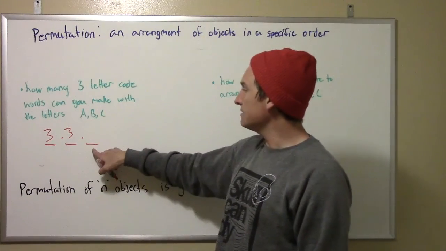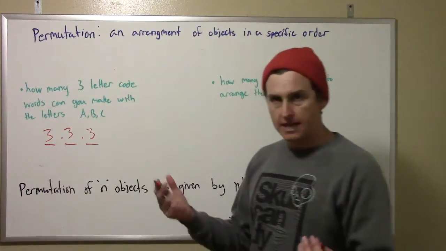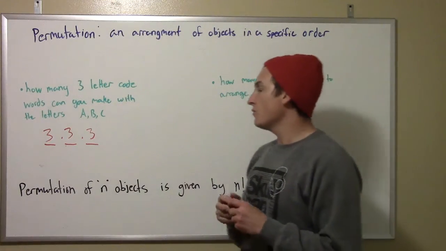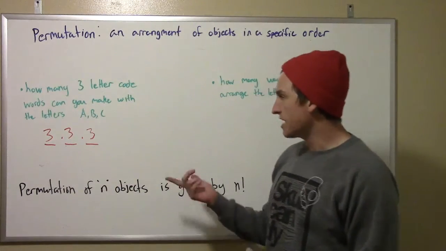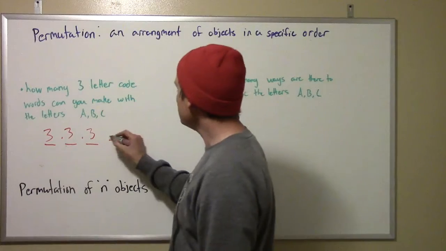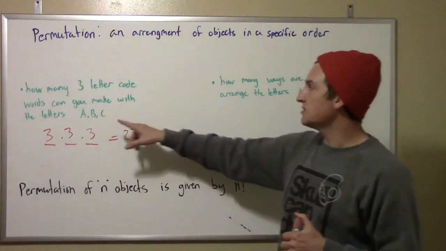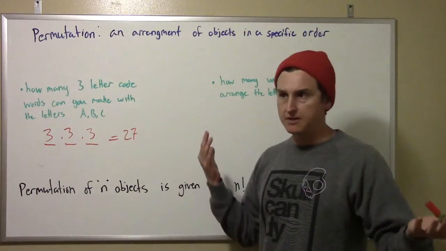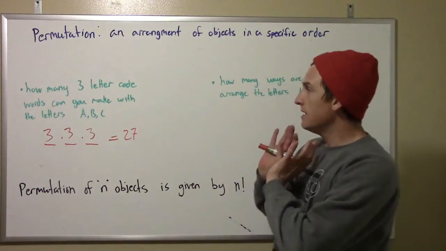Okay? How many ways are there to choose the third letter? There's still three ways, right? There's A, B, and C. Okay? So for each choice, I have three options, and I multiply all those together, and I get 27. Okay, so there's 27 different ways to make a code with three letters, if you have a three-letter code. Okay, all right. Now that's old.